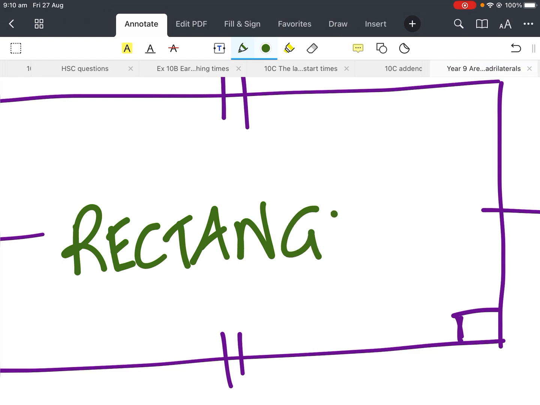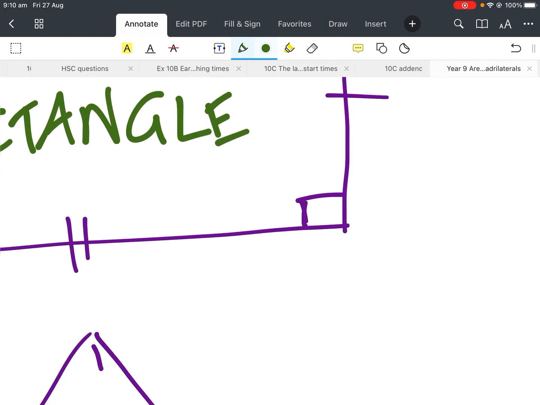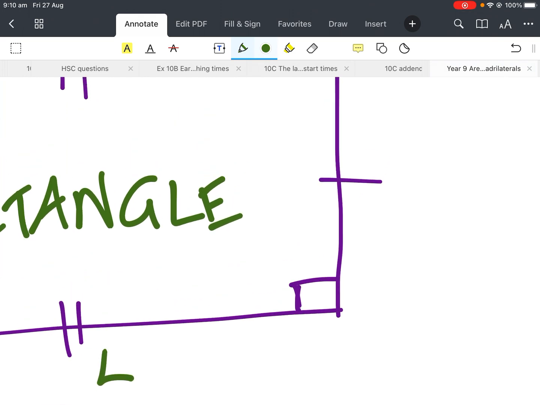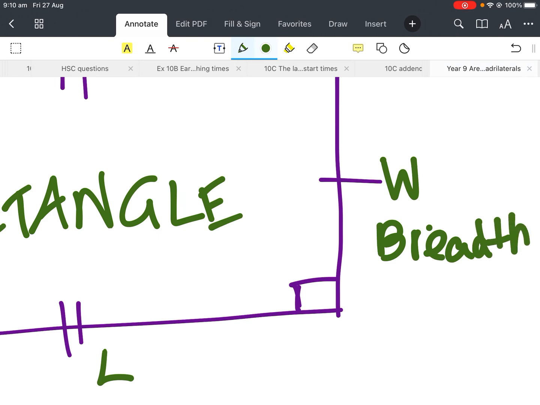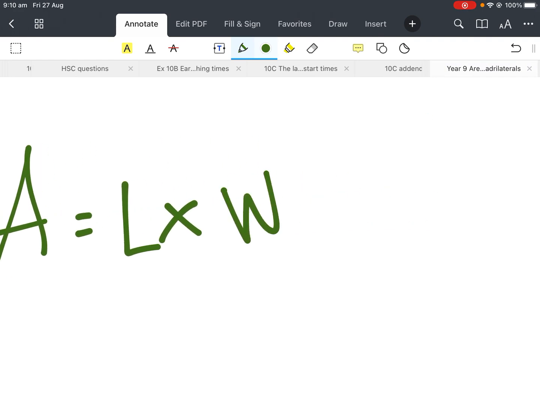And then this one, hopefully you also know, is a rectangle. Okay, and a rectangle is exactly the same. Length times the width, sometimes known as the breadth. So the area of a rectangle is length times width, or sometimes it's written as length times breadth.